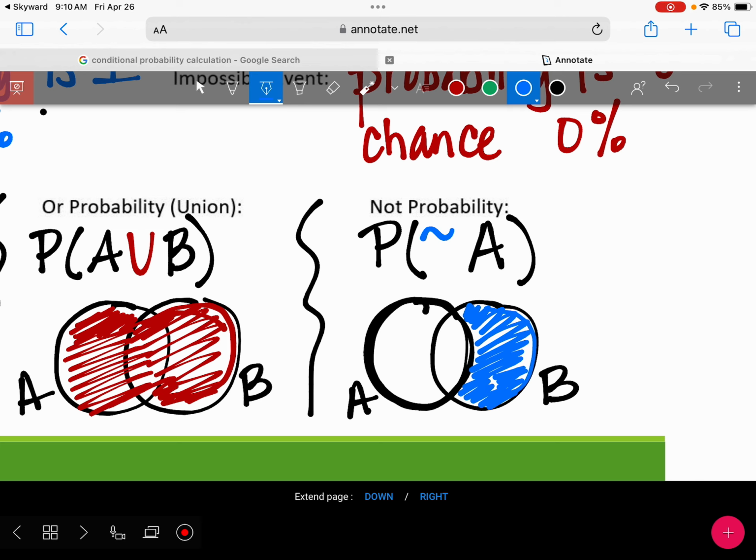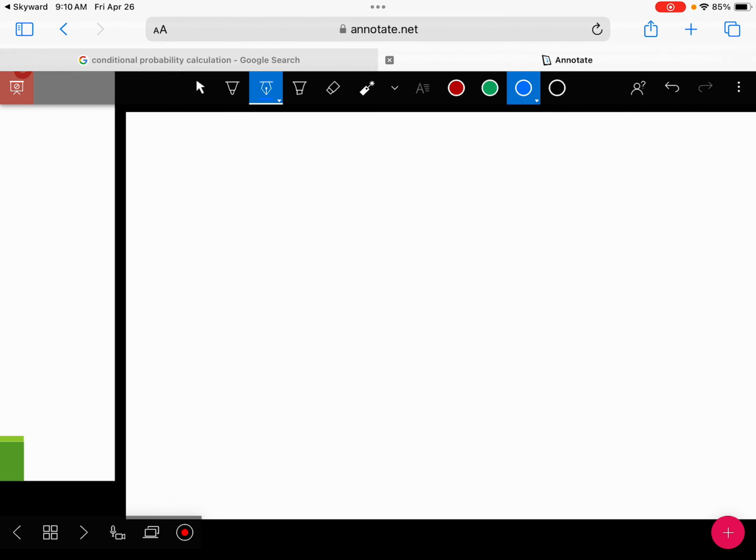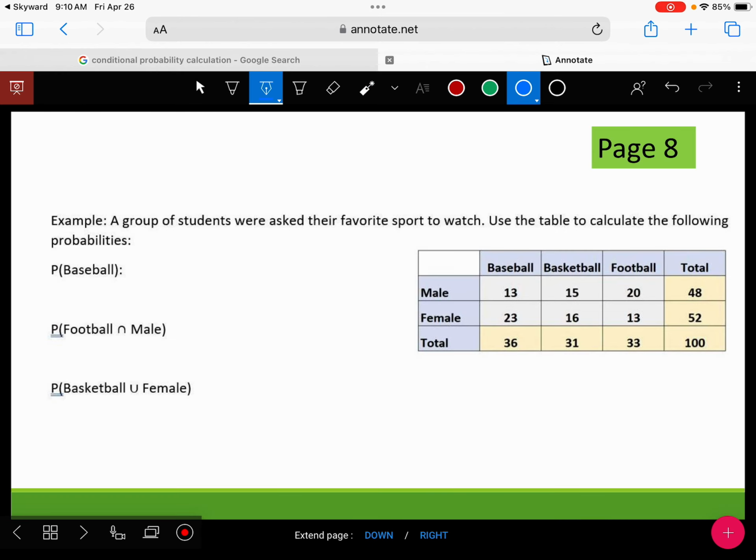So we are going to skip around just a little bit. This next one would require me to do a survey, and we'll do that another time. But in your note packet, go ahead and flip to page 8. And we're going to practice filling out these probabilities using a table.